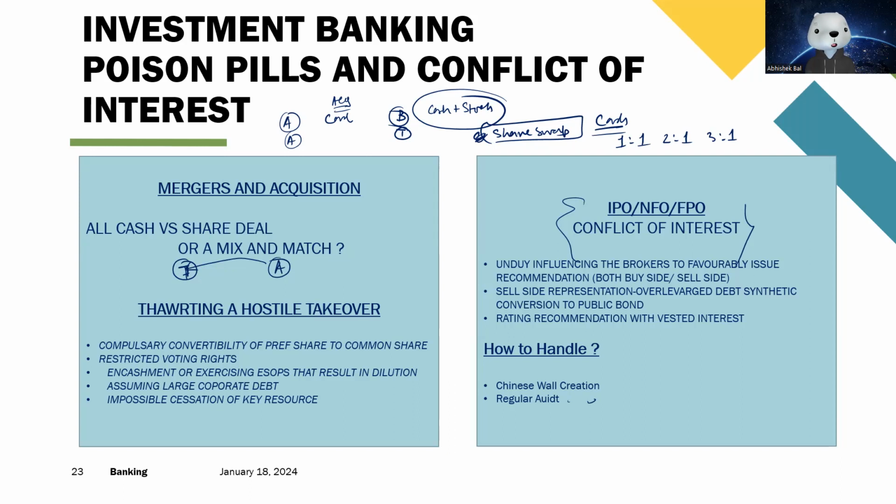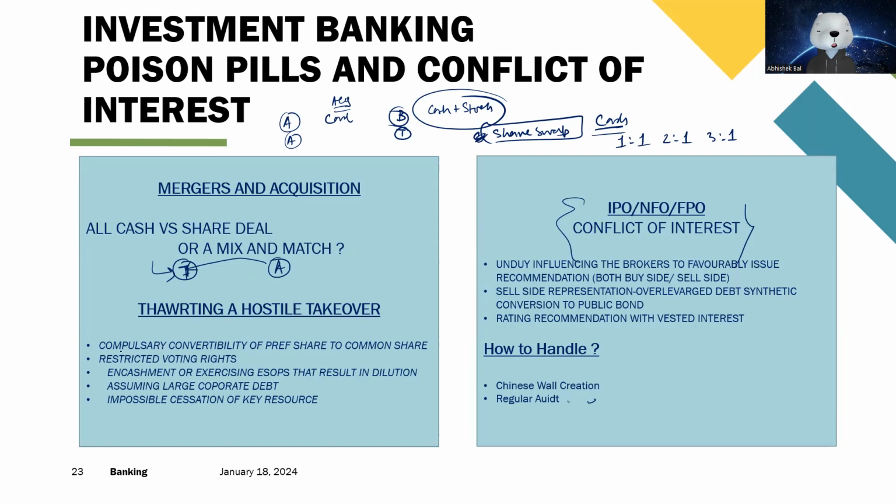The investment bankers come into the picture here as well. They could advise their clients. Here I'm talking about the target company, wherein the target company may adopt certain measures by means of which it can evade the possibility of a hostile takeover. Now we're going to discuss a few of them here.